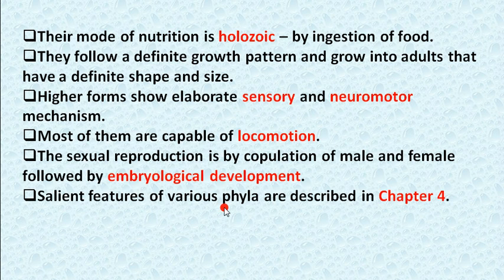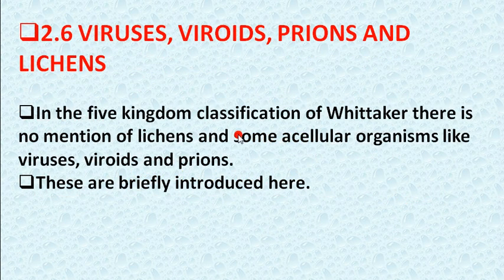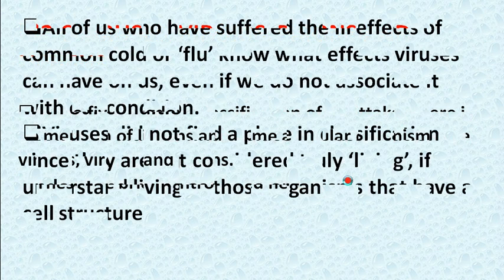Now the salient features of the various phyla are described in chapter number 4. In chapter number 4 we will discuss all about the animals. Now viruses, viroids, prions and lichens. In the five kingdom classification we have completed our five kingdoms with Animalia. Now there is no mention of lichens and some acellular organisms like viruses, viroids and prions. So we will discuss all about it. These are briefly introduced here. Classification did not give them a place, lichens, viruses, viroids, but we will discuss where they actually belong.